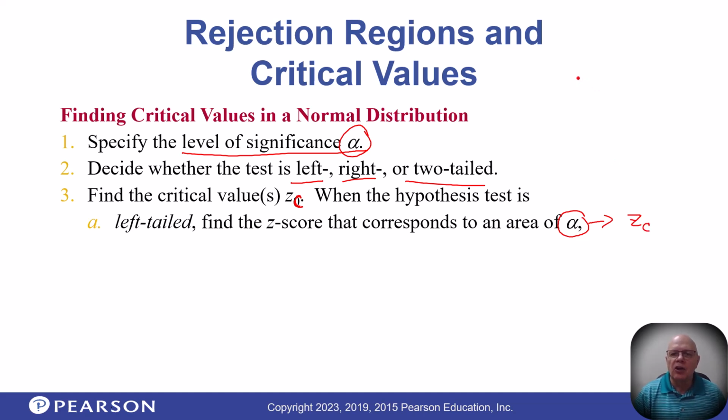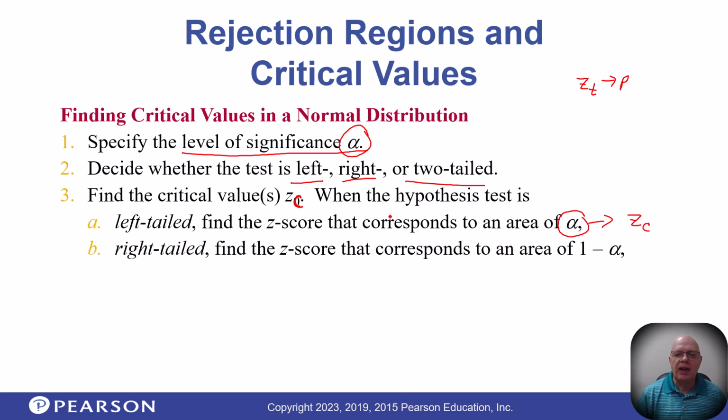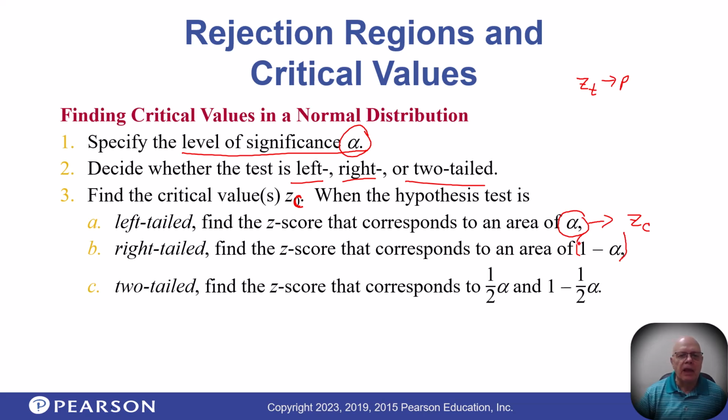In the other one, we took our test statistic and we find the p-value. Here we're going to start with alpha instead of alpha at the end. If it's right-tailed, then it's going to be 1 minus alpha. It'll be the other side. If it's two-tailed, remember we've got two parts, two areas actually where we might reject the null hypothesis. And we take the alpha and divide it by 2, and 1 minus that will give us the other area.